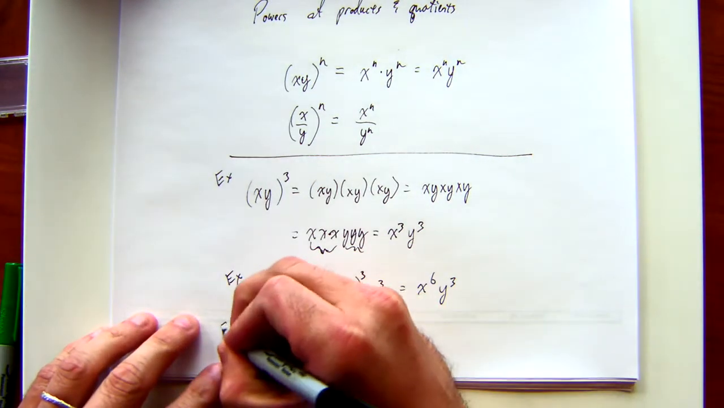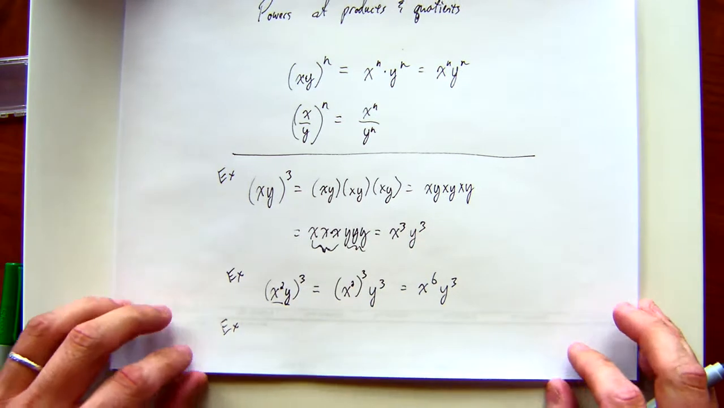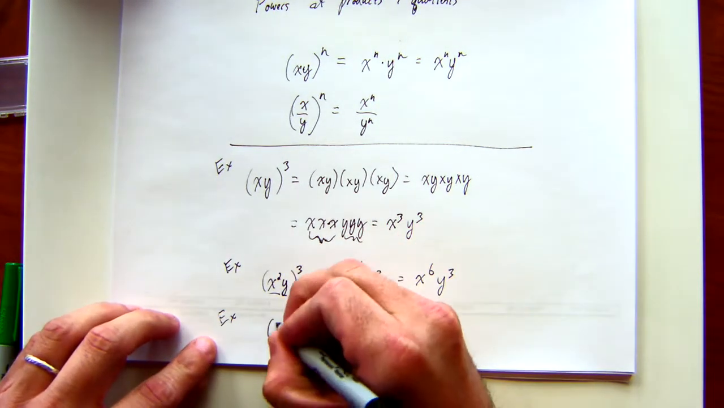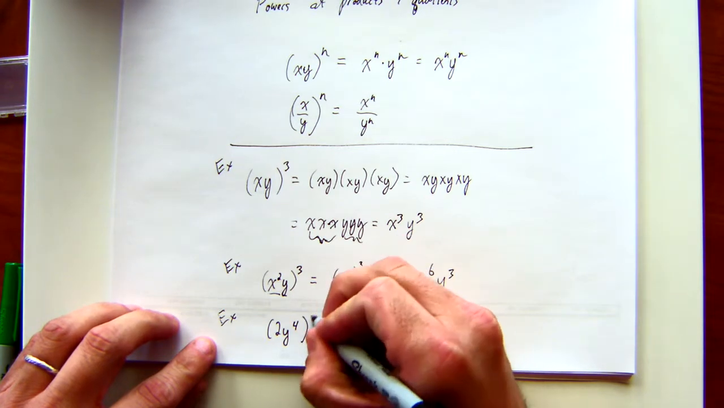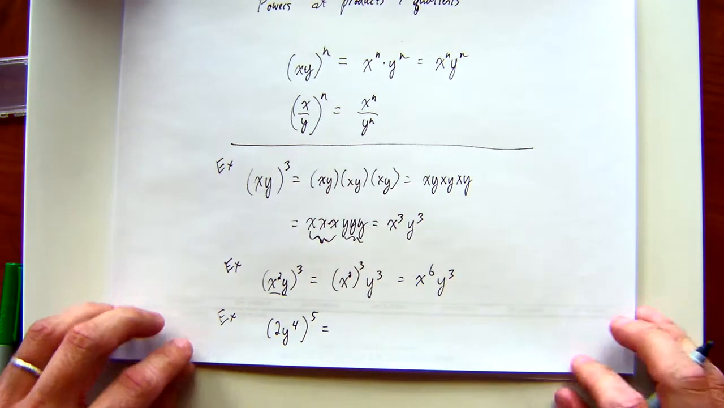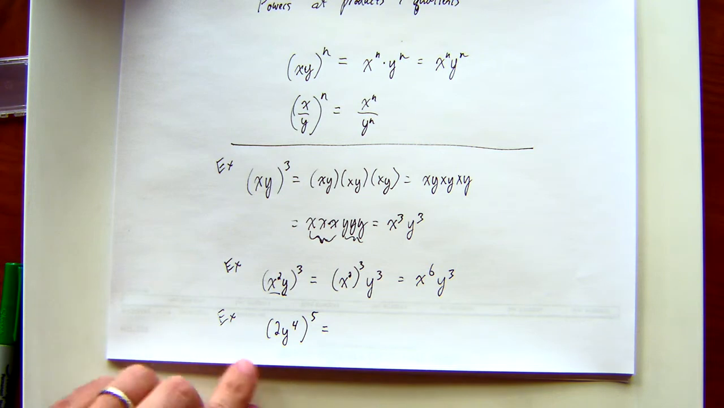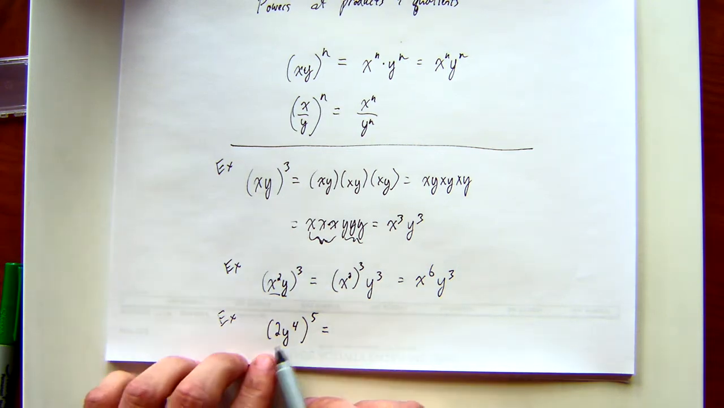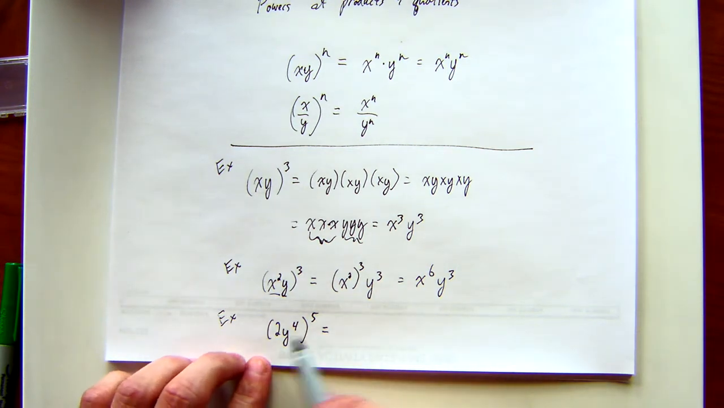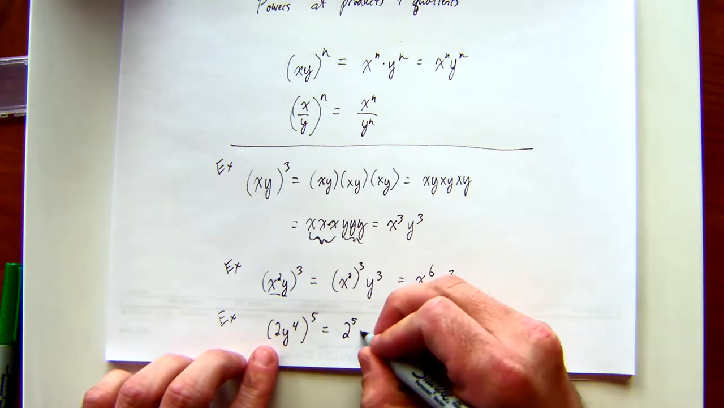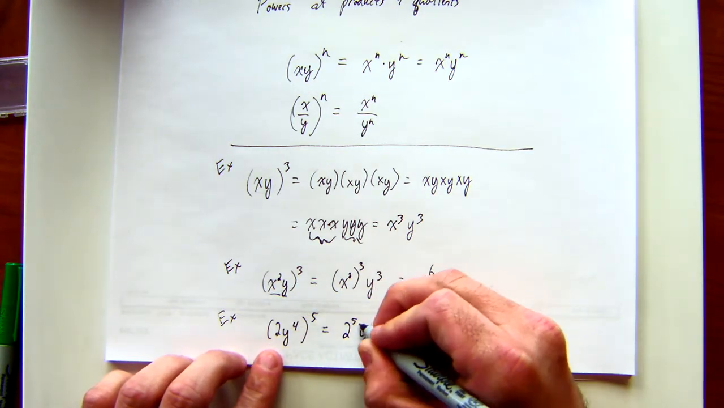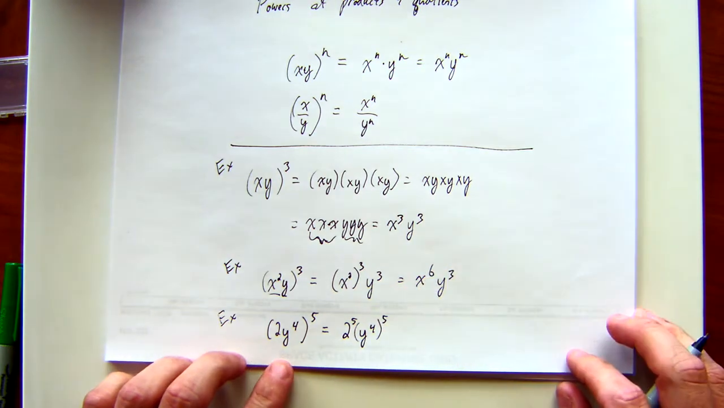Do one more example. They're going to get a little bit more complicated. Let's do 2y to the fourth, all raised to the fifth power. So what is this a product of? 2 and y to the fourth, right? So using my rule, what is this going to be? 2 to the fifth power times y to the fourth, and then that's going to be raised to the fifth power.